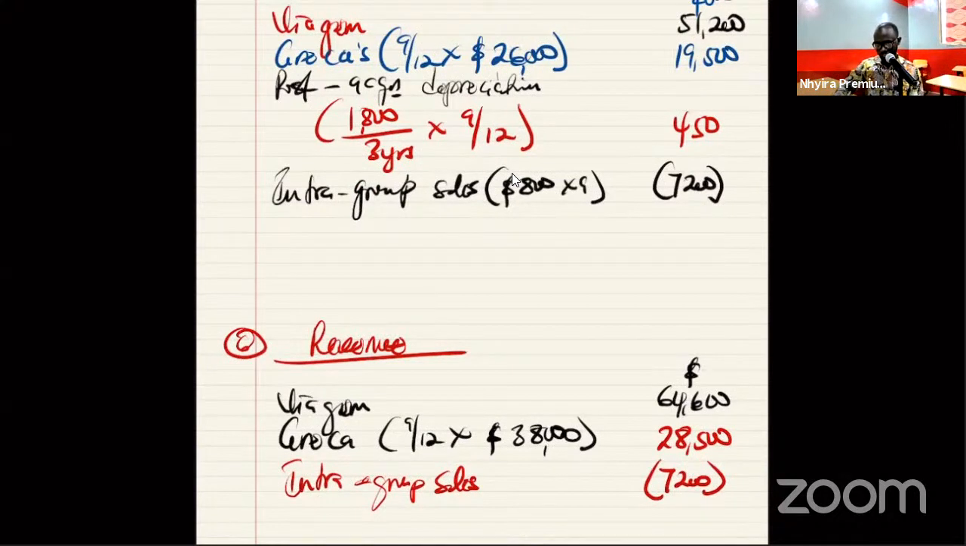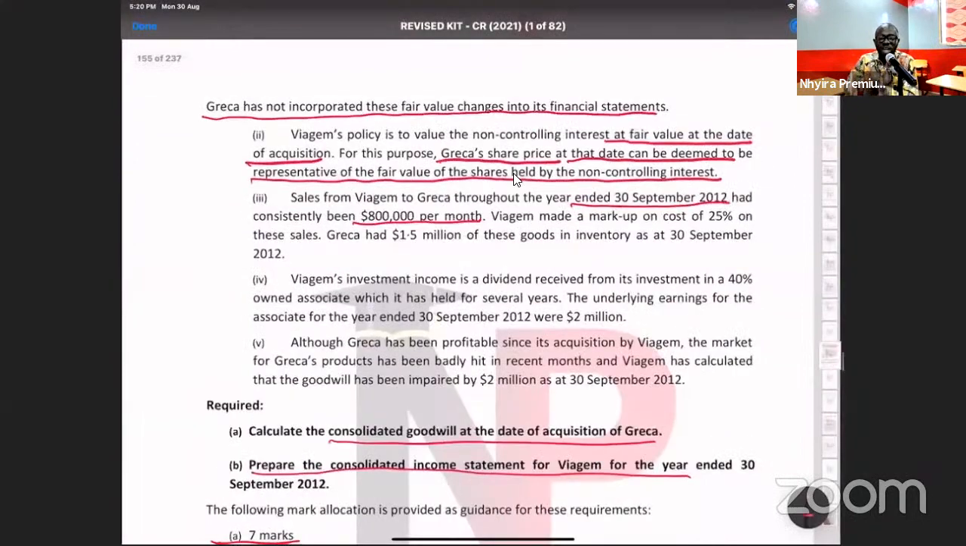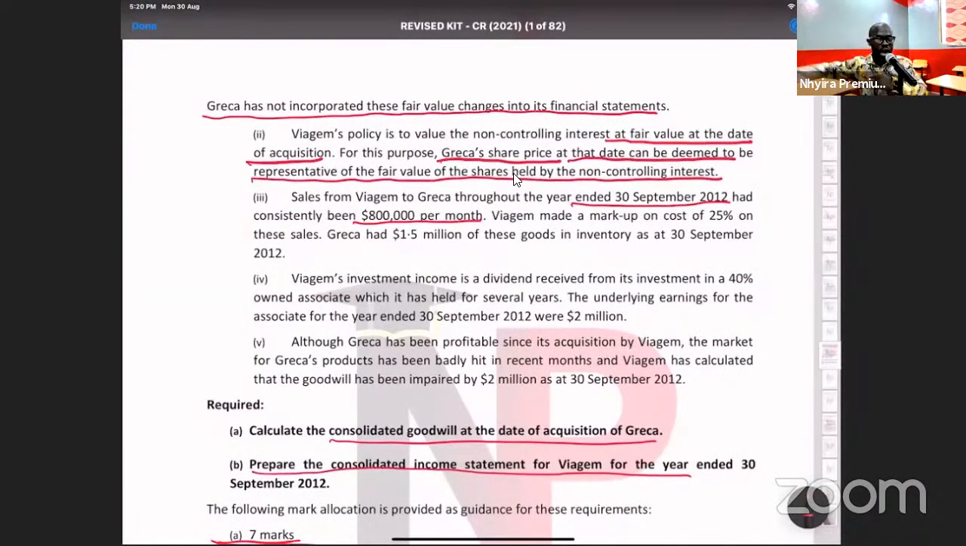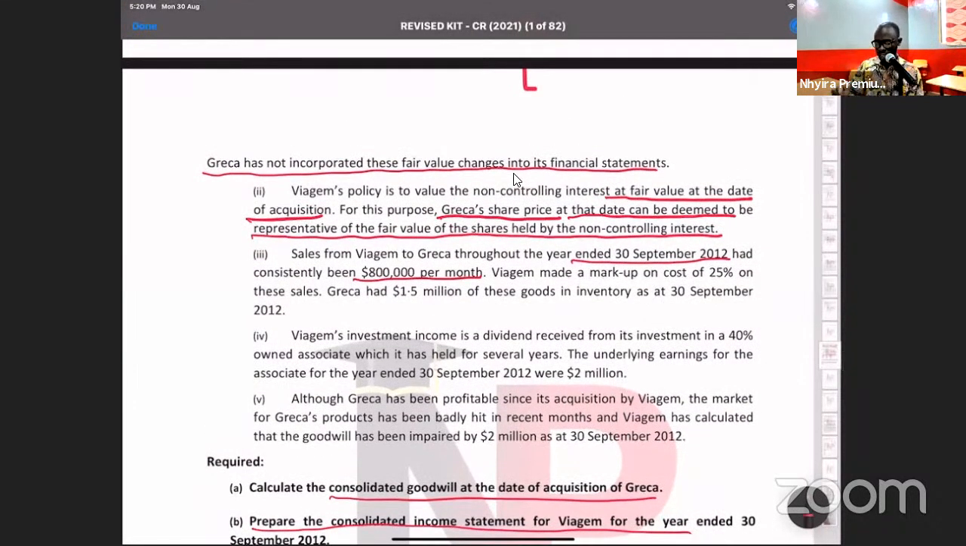So you realize that I've not finished reading note three, but I needed to treat the 800 before I deal with the other issue. And that is what you have to do. Really time yourself in such a way that you don't finish reading and forget what you have to do. Immediately you read to a point that you have to write, go write it and come back. Let's go. Viagem made a markup on cost of 25% on these sales. Stay with me carefully. Grisa had 1.5 million of these goods in inventory as at 30th September 2012. Okay.